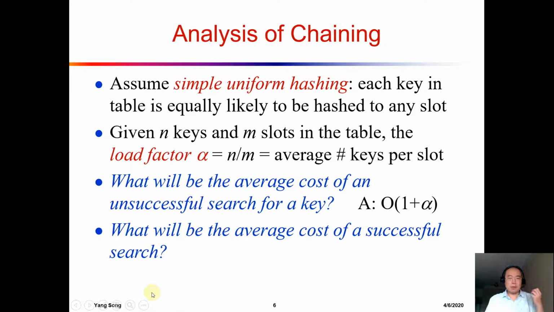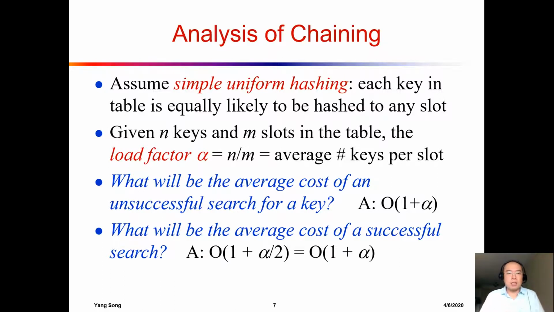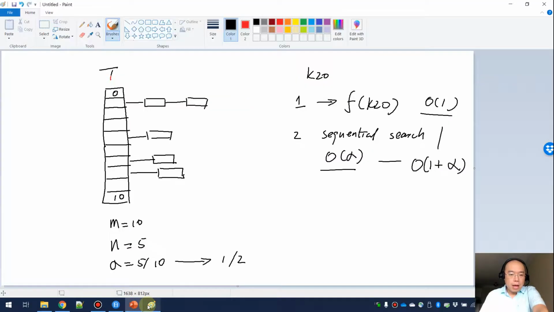So the next part is, how about a successful search? If you're searching for a value, and this value is indeed in the hash table, what will this time complexity be? This will be O(1 plus alpha divided by 2). So why is that? Okay, let me come back here.